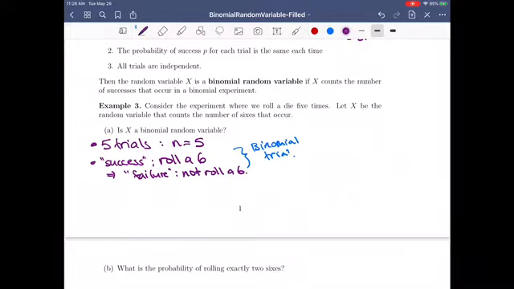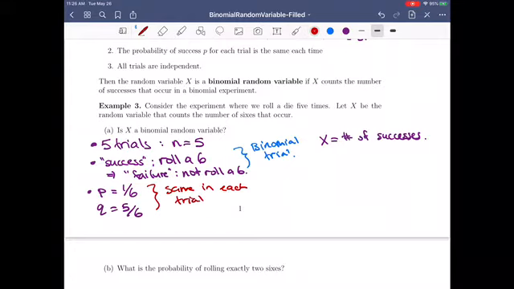Okay, and also X is counting the number of successes now. So that's good. Our little p, the probability of success: when I roll, I have a 1 out of 6 chance to get a 6. So q is going to be 5 out of 6. And these are the same for each trial.